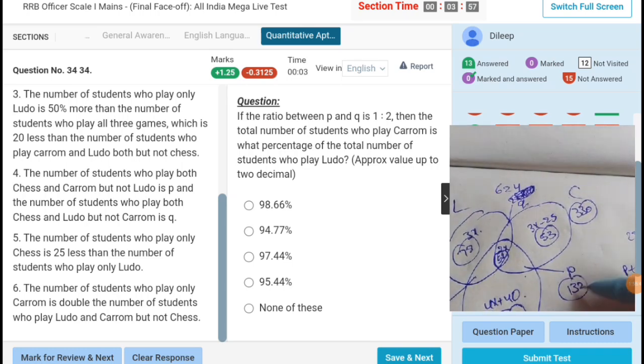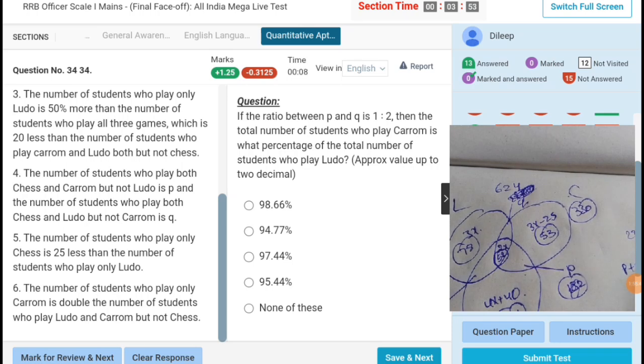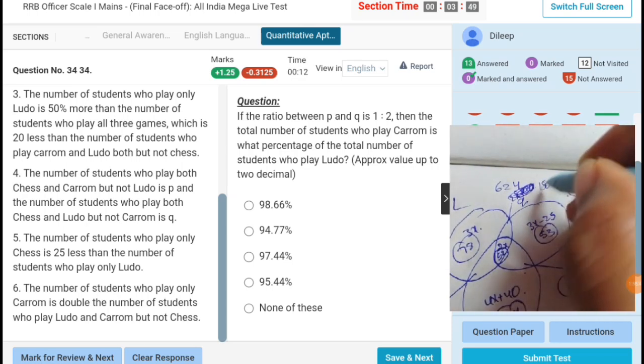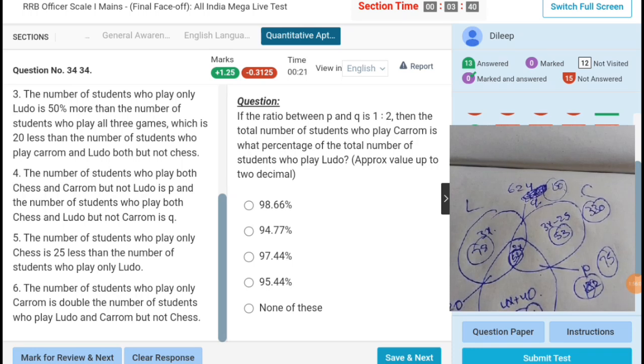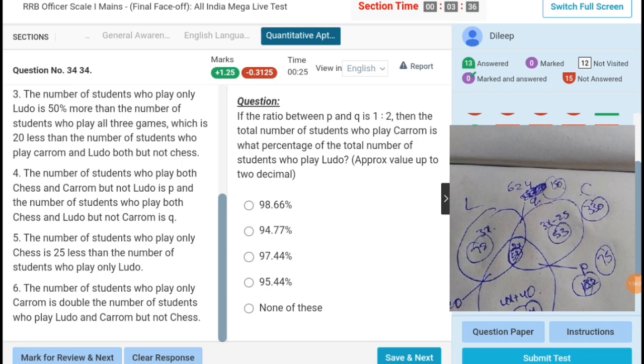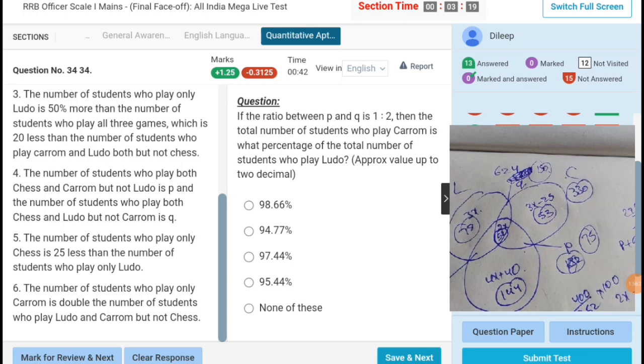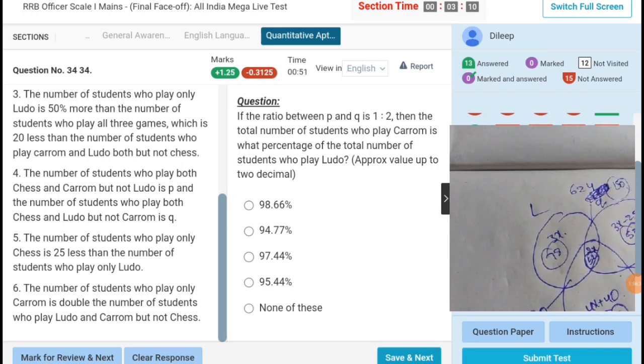P and Q is 1:2 and is 3. 75 is P and 2 is 150. The total number of students who play carom is, to play Ludo. 150, 52, 78, 72, 352. What percent is the total number of Ludo? 130, 280, 352.